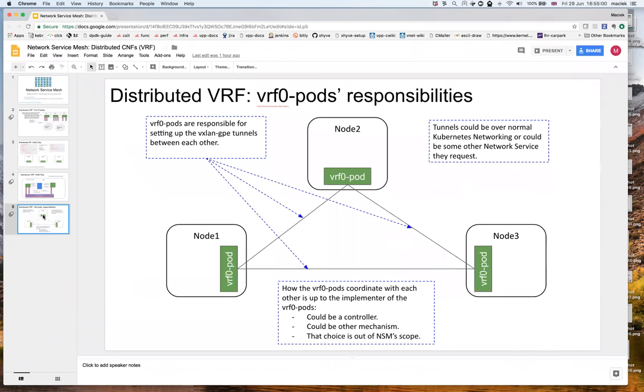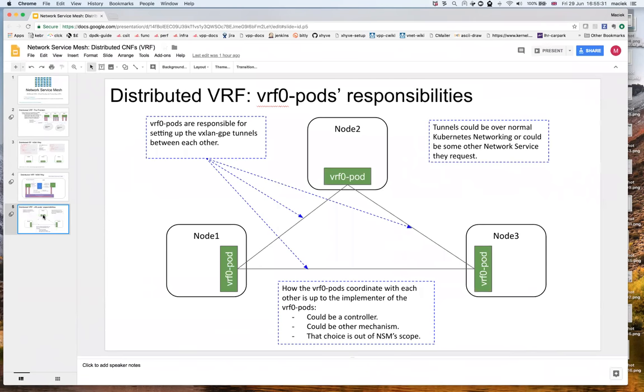From the data plane perspective, it could be VXLAN GPE tunnels between each other. In terms of addressing, IP addressing management, and IP address provision into the pods that are requesting the service, as well as the routing part, is orthogonal and out of scope for NSM. Cool. So will this work? It should work.